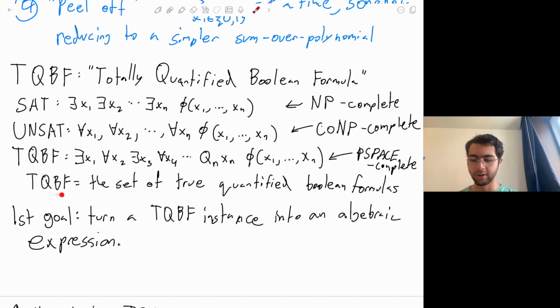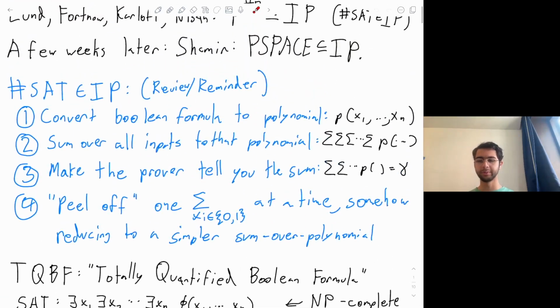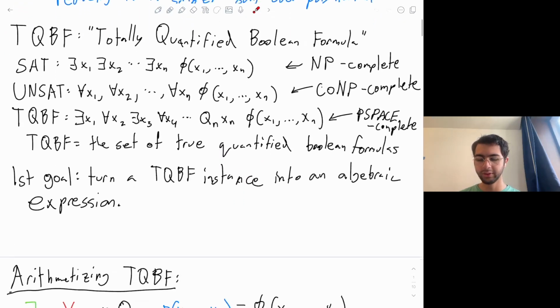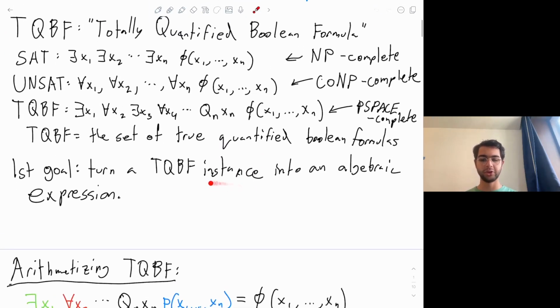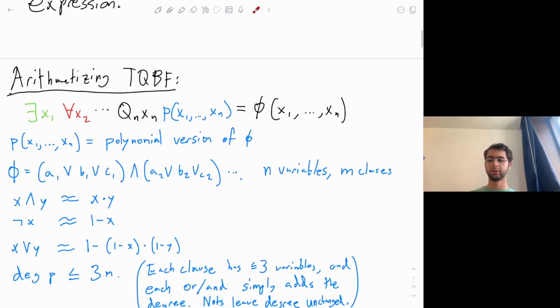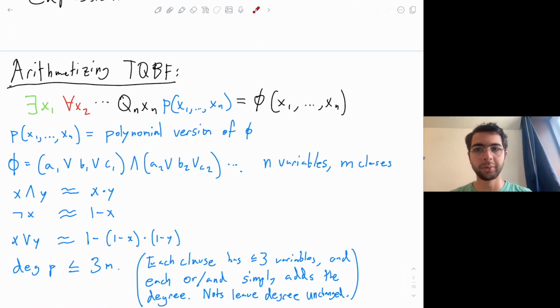And so the TQBF problem is this set of true quantified Boolean formulas. Our first goal, just like above in SharpSat, when we converted this Boolean formula to a polynomial and turned it into a sum over the polynomial, is to do the same thing: turn this TQBF instance into an algebraic expression. So we have a couple things to do here, right?